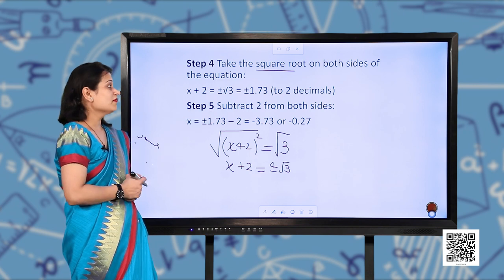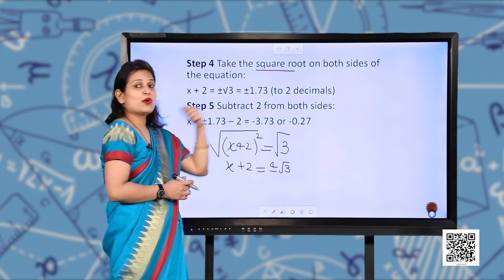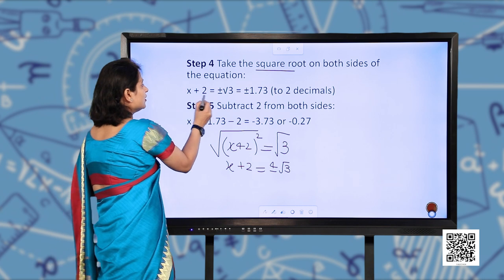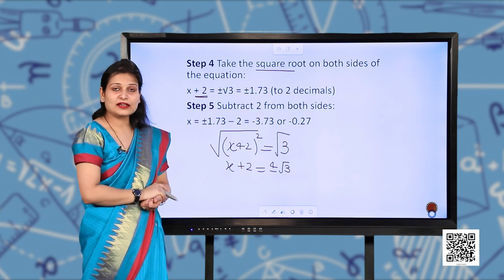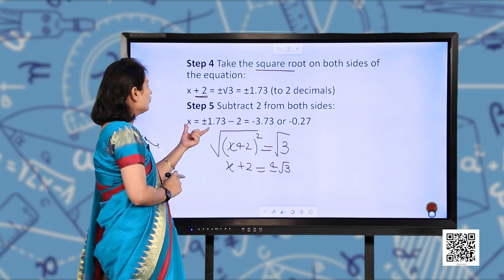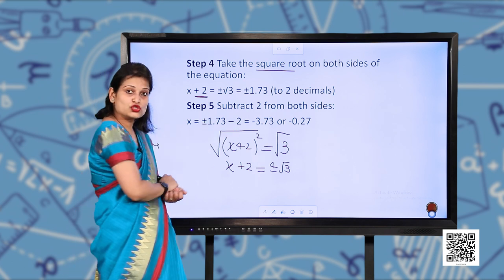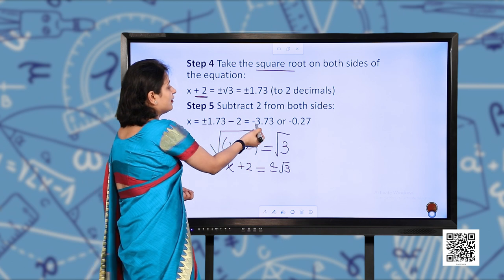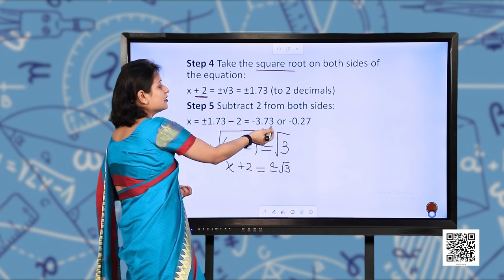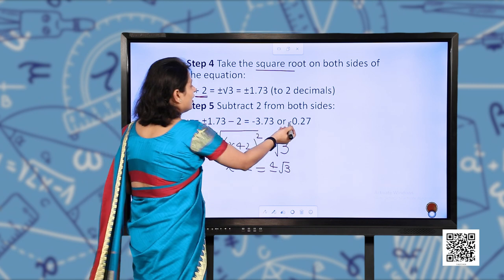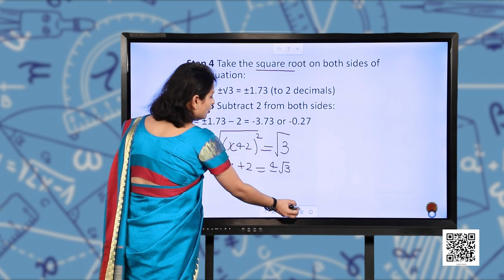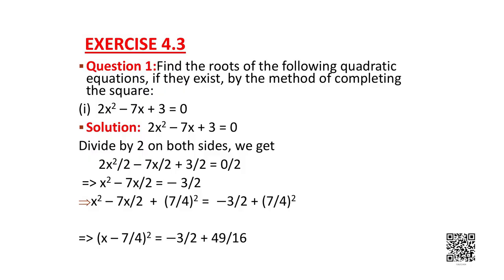In step 5, subtract 2 from both sides. This 2, we have to subtract it from both sides. So, you will get x is equal to plus minus 1.73 minus 2. So, you will get minus 3.73, or you will get minus 0.27.